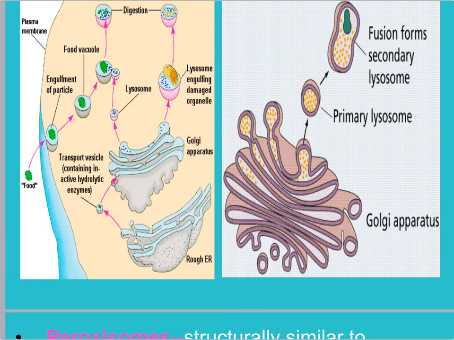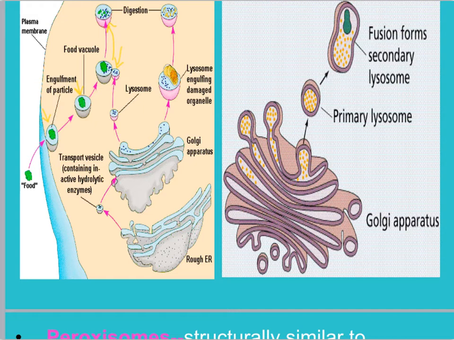So here's a picture of, obviously, lysosomes. This is showing the food phagocytosis. The food goes into the cell membrane, and then here's your food vacuole merging with the lysosome with the digestive enzyme, and then it digests it. And then that's pretty much it.